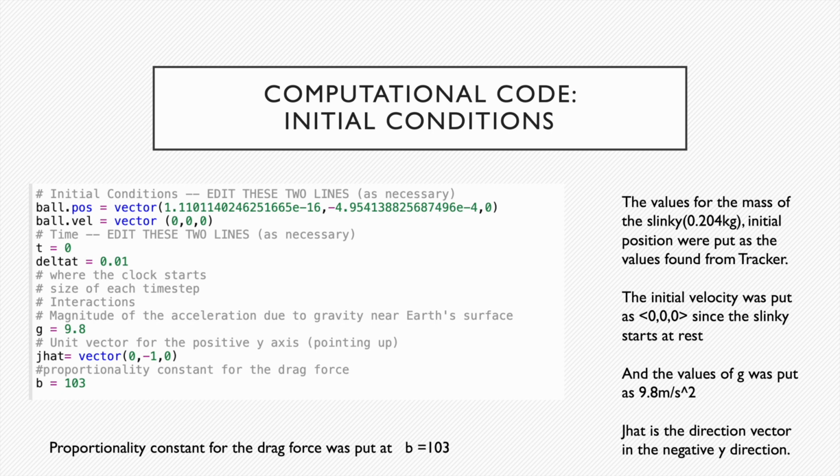So this is the computational code and the initial conditions. The mass of the slinky is 0.204 kg, and the initial position was put as the values found from tracker. The initial velocity was put as 0 since the slinky starts at rest. The value of g was put as 9.8 meters per second squared, and j hat is, as said before, the direction vector for the negative y direction. The proportionality constant for the drag force in computational code part 2, for B, was put as 103.